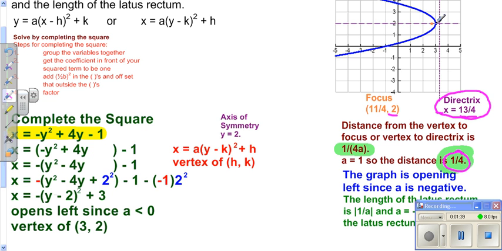So you're at 3 and you go 1/4 over, so you go 3 minus 1/4. So you get 2 3/4, which as an improper fraction is 11/4. So your focus is a point, and so you go your x coordinate followed by your y coordinate.